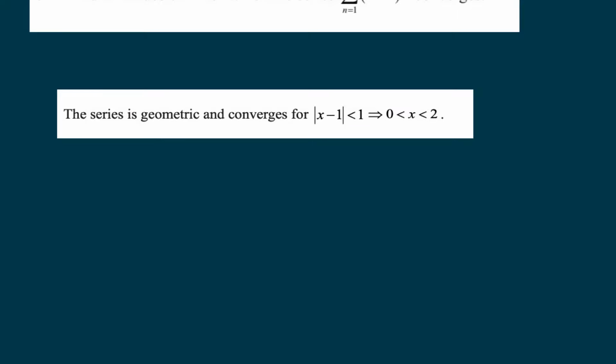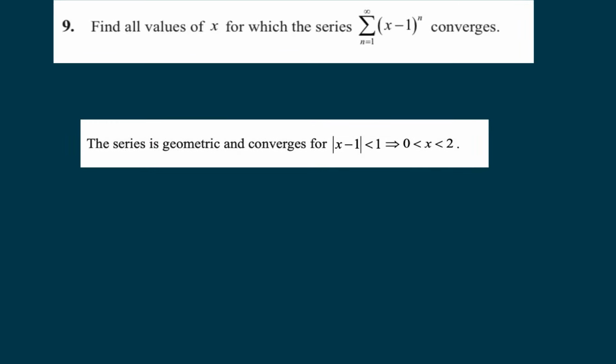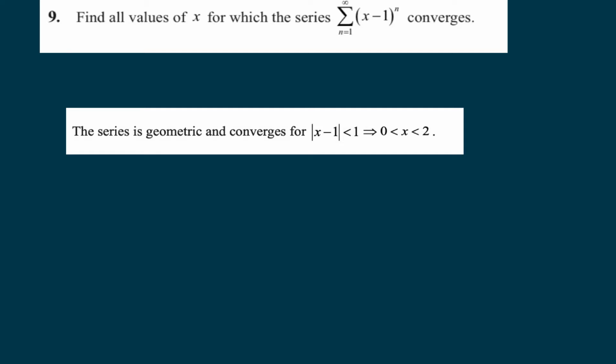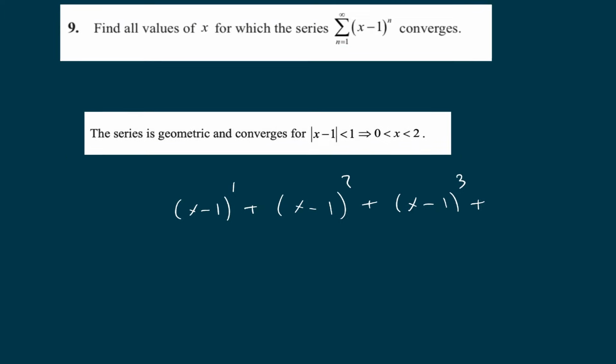It says find all values of x for which the series converges. Okay, so first of all we write the terms. The first term will be x minus 1. The second term will be x minus 1 squared. The third term will be x minus 1 cubed. And keep going to infinity.